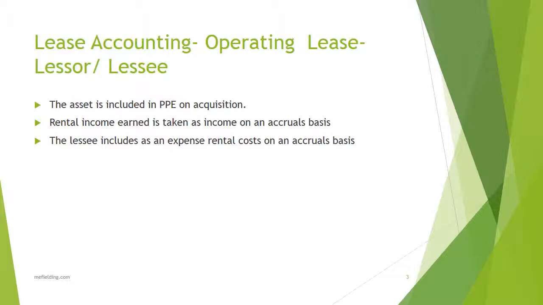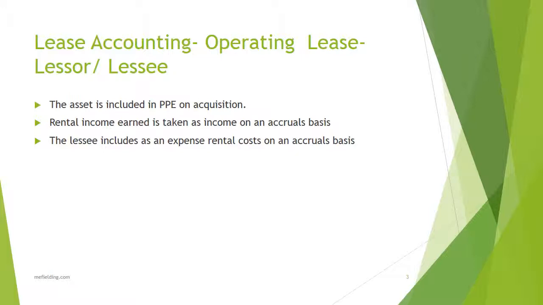And in that organization's books and records, the asset, the motor car, will be shown there. And it will obviously be depreciated over the life of the asset as well. So the lessor takes the asset, in our example, the motor car, into its books and records. It capitalizes it on purchase. It will have a useful life, and it will depreciate it over that useful life.